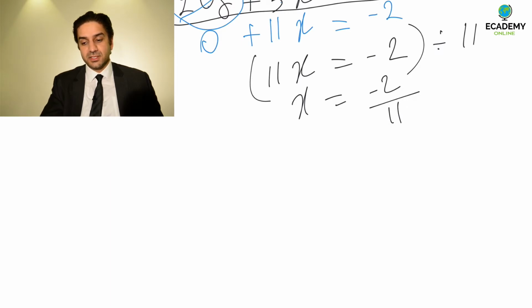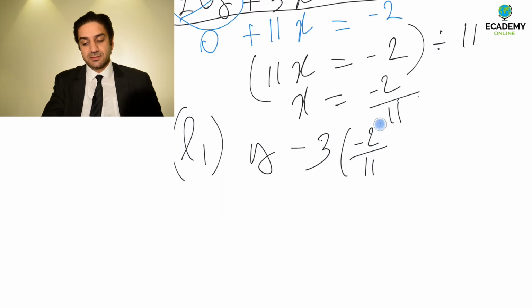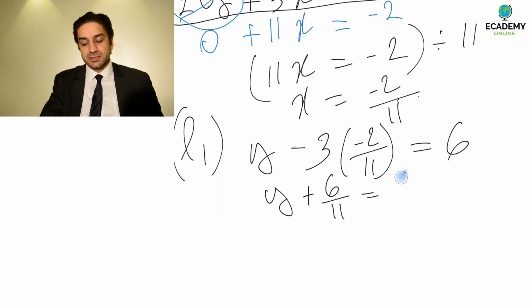To find the value of y, I can just simply substitute this into one of the equations, which I'm going to do. I'll substitute it in L1. Using the L1 equation, I had y minus 3 times x. I'll just use this value for x, minus 2 over 11, equals 6. This is y minus, or plus, because minus and minus cancel out, plus 6 over 11 equals 6.